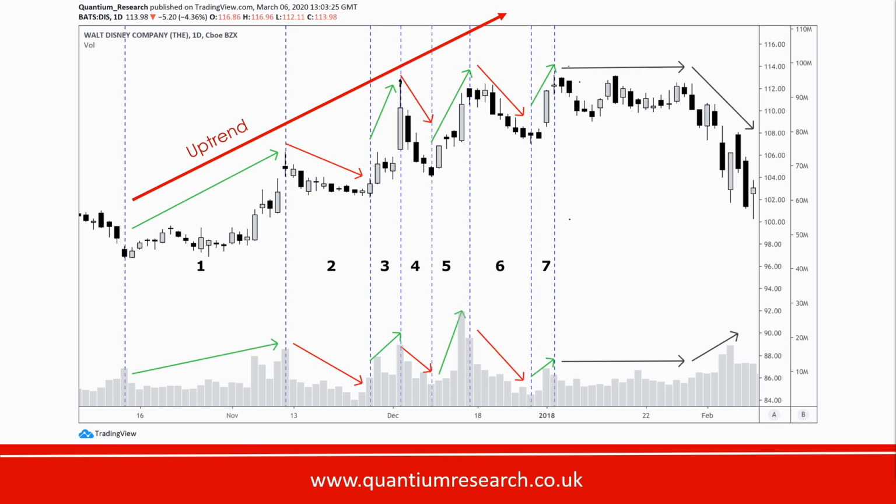And after zone 7, the market starts moving sideways, whilst volume is flat, and the trend here is no longer being confirmed as market conditions have changed.